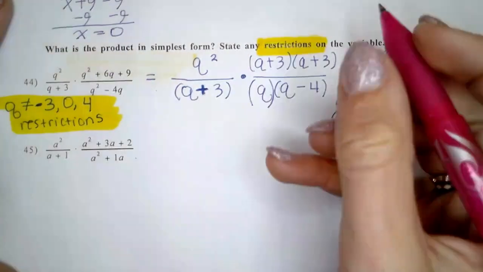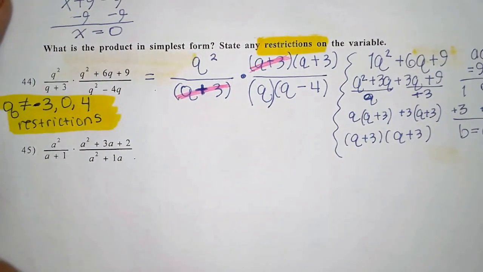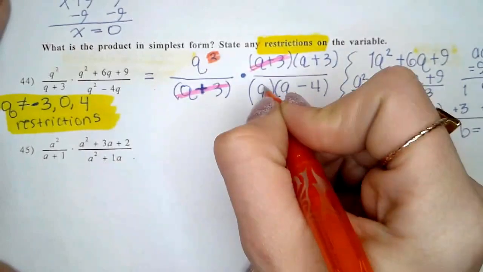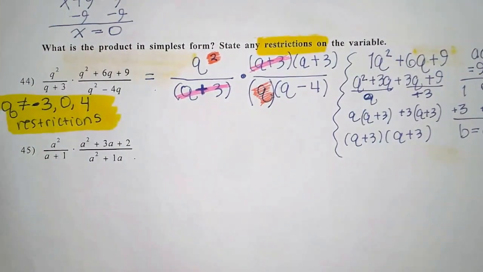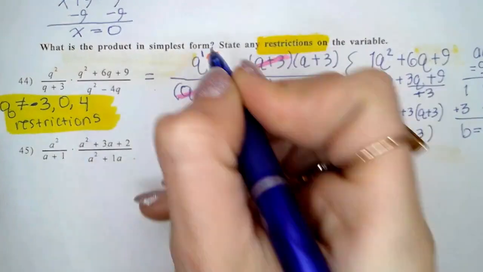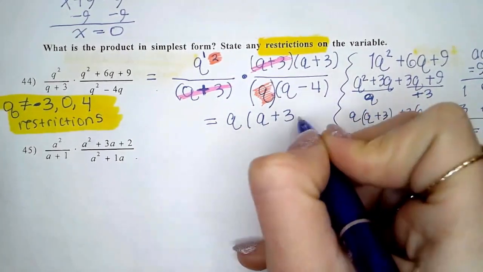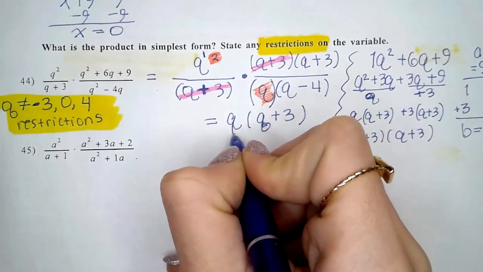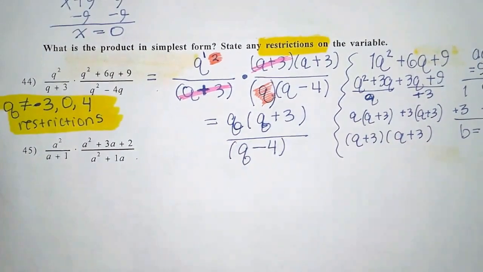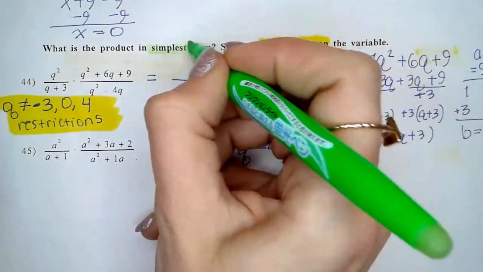Now, for the rest of the problem, we're going to reduce. Anything on bottom and on top that matches as an entire factor, we can cross out. So q plus 3, one of them crosses out. Here, q squared really means q times q, so I'm going to get rid of that squared because one of them cancels out with one of these. So what is going to be left? Those q's canceled out, so that means only one q is left on top, q to the first power. Okay, so then that leaves us with q times q plus 3 over q minus 4. So what is the product in simplest form? We did that. So let me just color coordinate again, like I do. So here's simplest form, all done.